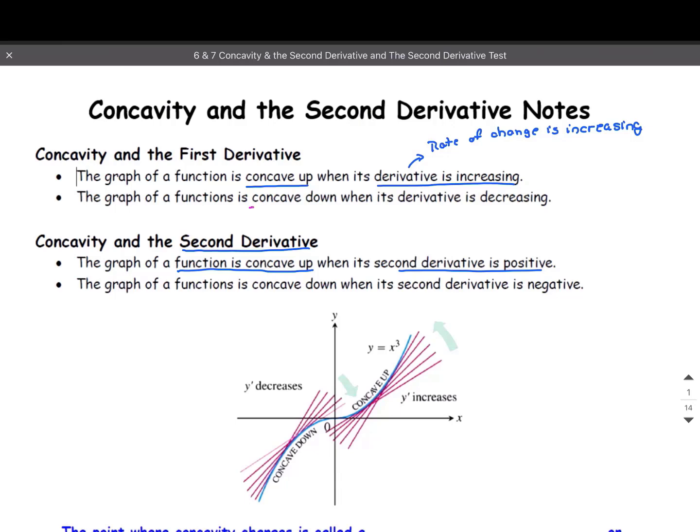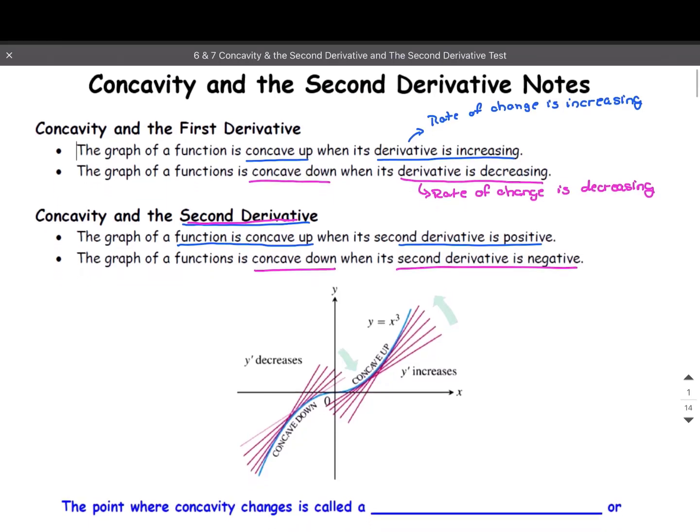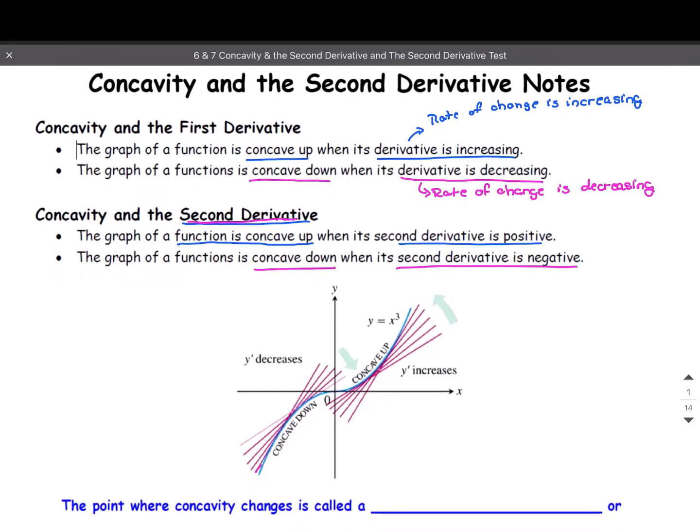Similarly, our function is concave down when its derivative is decreasing. That means that the rate of change is decreasing. And if something is decreasing, its derivative, the second derivative, is negative, and our function is concave down. So if you look, as these slopes get less and less steep, they're concave down. And as these slopes get steeper and steeper, we're concave up.